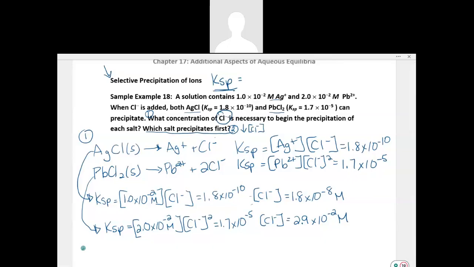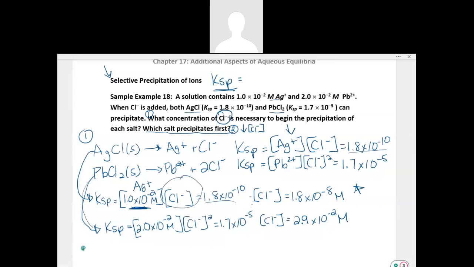So let's see what we have in part 1 here. I've written out our two salt ionization equations. Silver chloride gives us silver and chloride ions, and our KSP expression is over here. So the concentration of silver times the concentration of chloride will equal 1.8 times 10 to the negative 10. All we have to do is plug in our value given for our silver ions, divide, and then we get our chloride ion concentration. So 1.8 times 10 to the negative 8, that's what's needed to begin precipitation of our silver chloride.